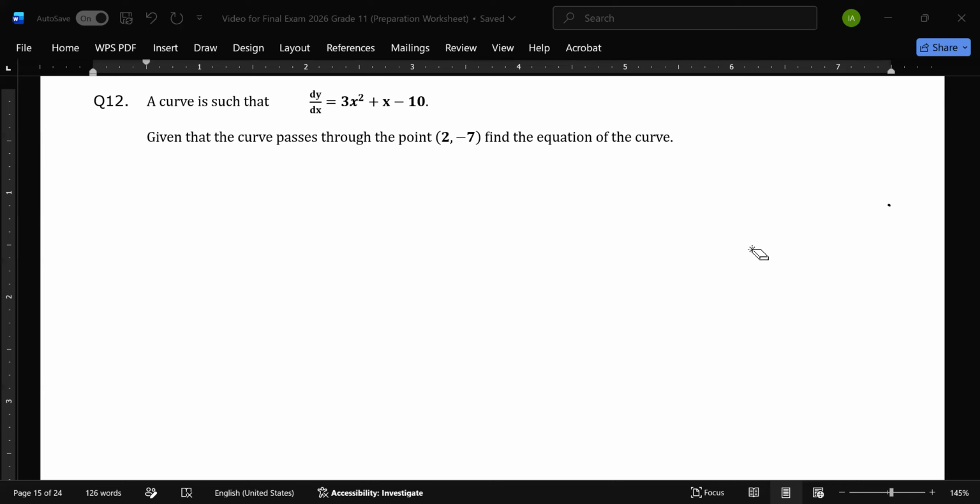If they ask you about the equation of the straight line, yes, we will use y is equal to mx plus c. But in this case, we will integrate the gradient, integrate the dy upon dx. This is how I can get the equation of the curve. Let's see, start with this equation.